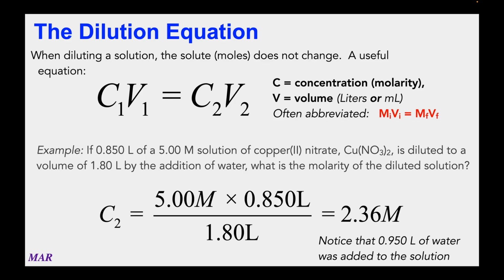So our new solution is now less concentrated. It was 5.00 molar, and now it's 2.36 molar. And in order to do this, in order to get the 1.80 liters, we added 0.950 liters of water. Notice that this came from initial volume to final volume. There was already 0.850 liters there, so we added 0.950 liters to make the volume 1.80 liters. Good to go. Again, this is somewhat common when it comes to chemistry, so that's why we're tackling it.